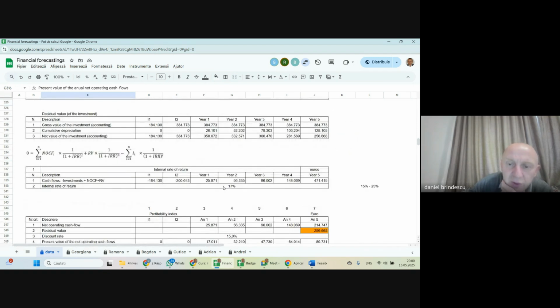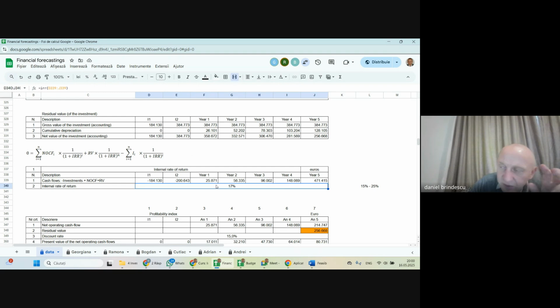I will ask you what the internal rate of return is, and it is the real rate of return for the investment. I will ask you how you calculate it, and you're not calculating it, you're estimating it. You're estimating it based on this situation. You understand that if the discount rate would be equal to the real rate of return, the net present value would be zero. So based on this equality, you estimate the internal rate of return.